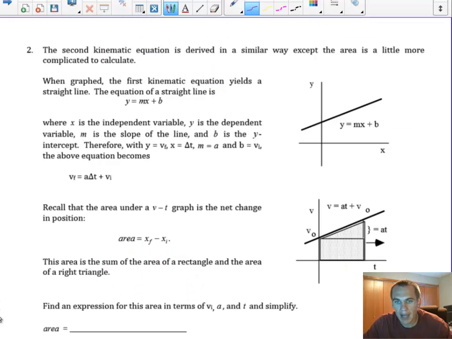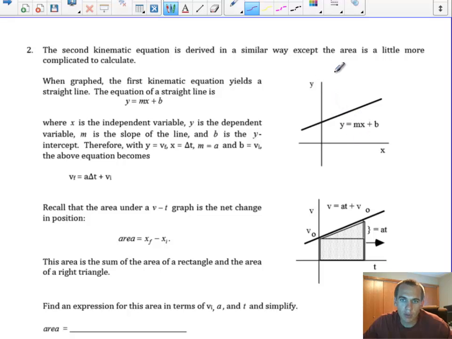Our second kinematic equation goes to the next graph, right? We start with acceleration to find our change in velocity. Now we're going to look at a velocity graph to find our change in position. Okay, this velocity graph shows a constant acceleration, right? Our velocity started here and it slopes up. It's getting faster. Okay, so we have a constant positive acceleration.